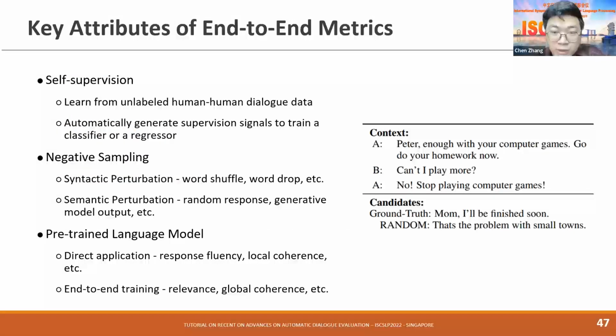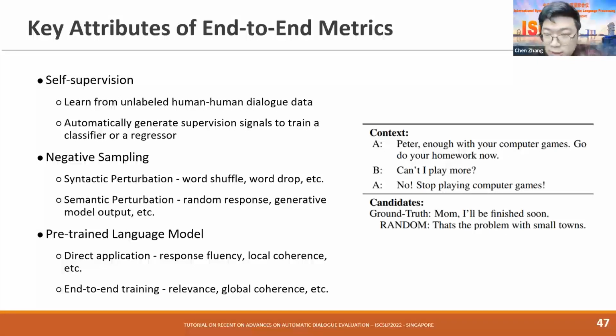There are three actually important aspects that are relevant to the end-to-end training-based metrics. The first one is self-supervision. It basically means that we don't rely on any human quality annotations to train the model. Instead, we just train a metric on unlabeled, large-scale human dialogue data. So in order for the self-supervision to work, we need to rely on some negative sampling strategies to construct different negative samples, so as to train the metric to distinguish the positive sample from the negative ones.